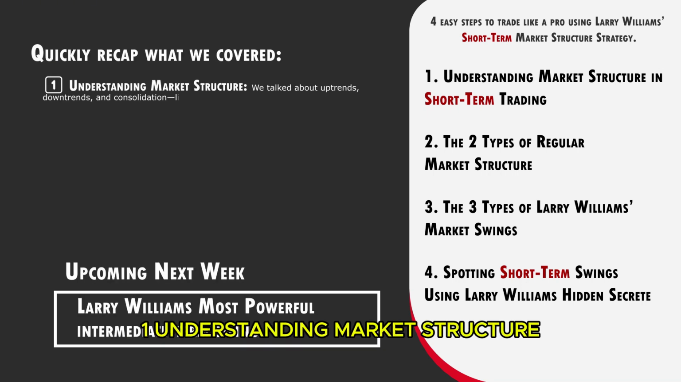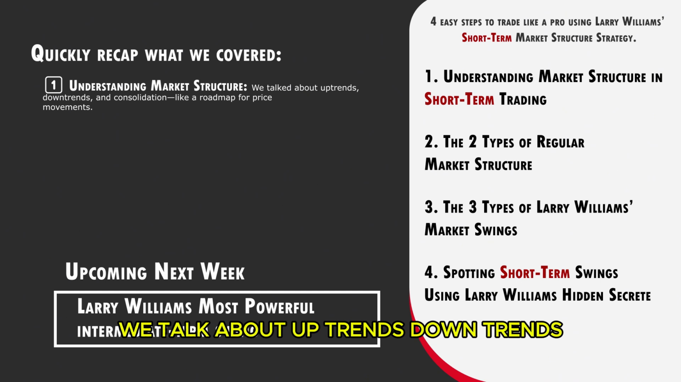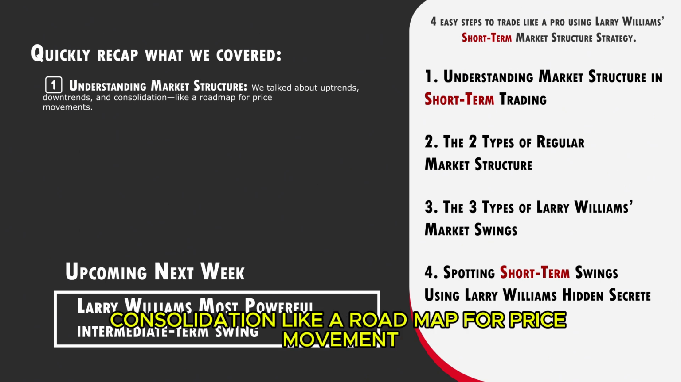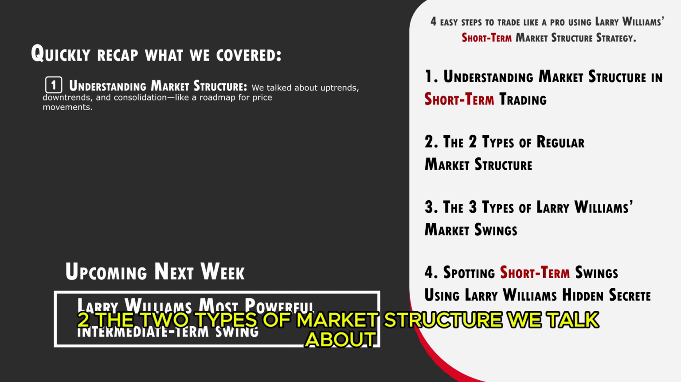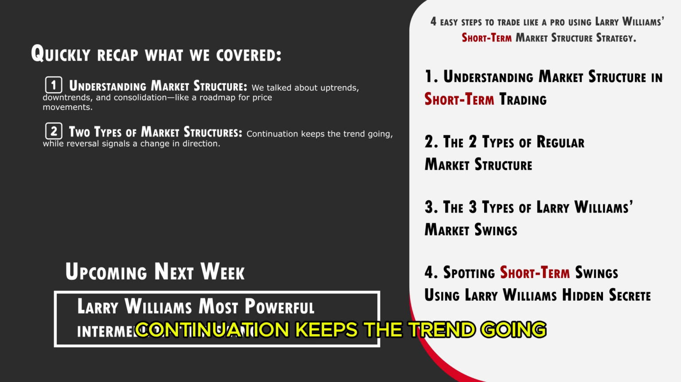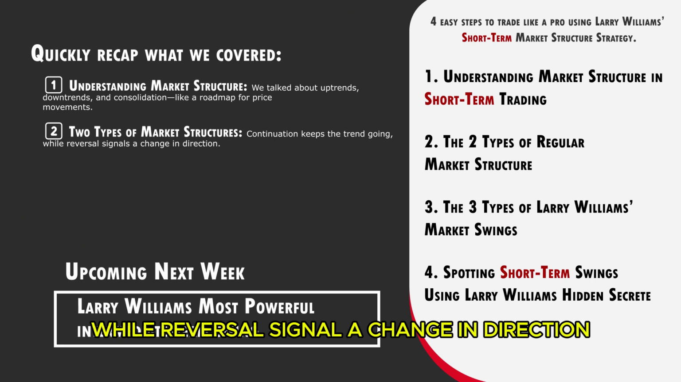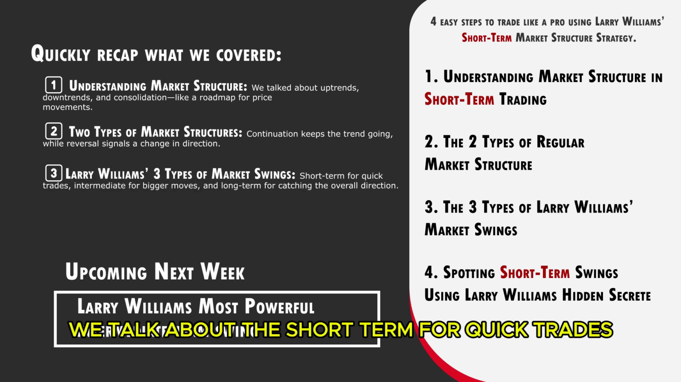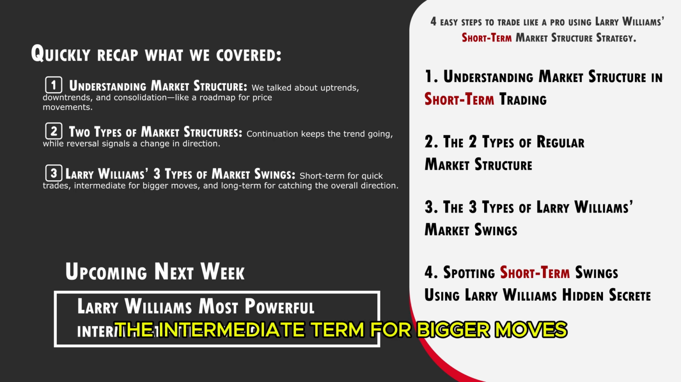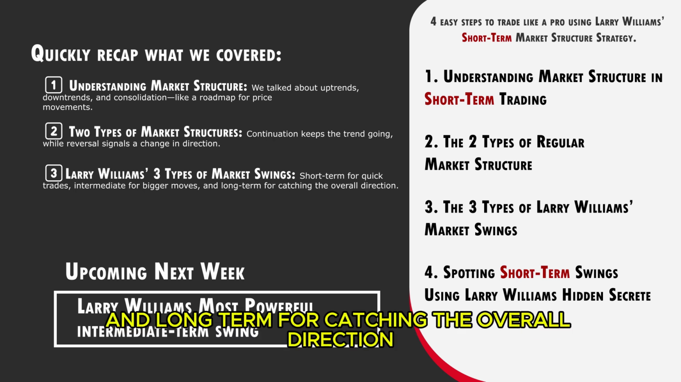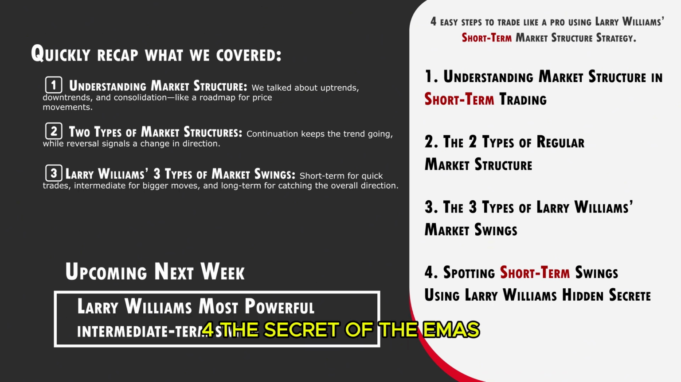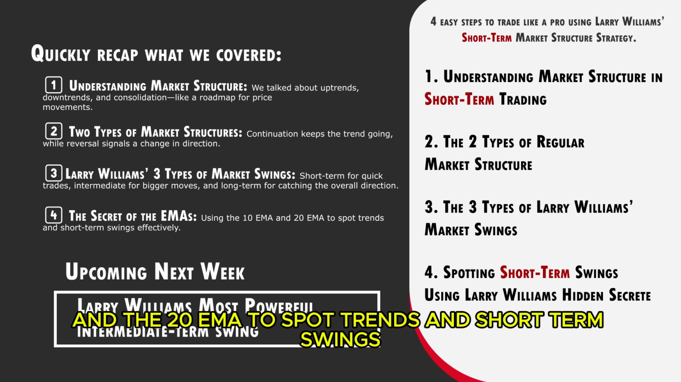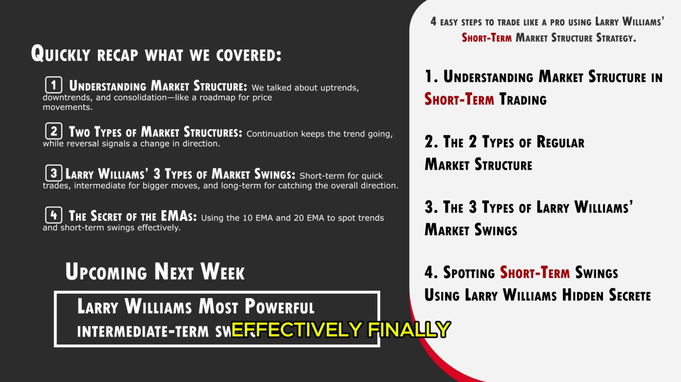1. Understanding market structure. We talked about uptrends, downtrends, and consolidation, like a roadmap for price movement. 2. The 2 types of market structure. We talked about continuation keeps the trend going, while reversal signals a change in direction. 3. Larry Williams' 3 types of market swings. We talked about the short term for quick trades, the intermediate term for bigger moves, and long term for catching the overall direction. 4. The secret of the EMAs. Using the 10 EMA and the 20 EMA to spot trends and short-term swings effectively.